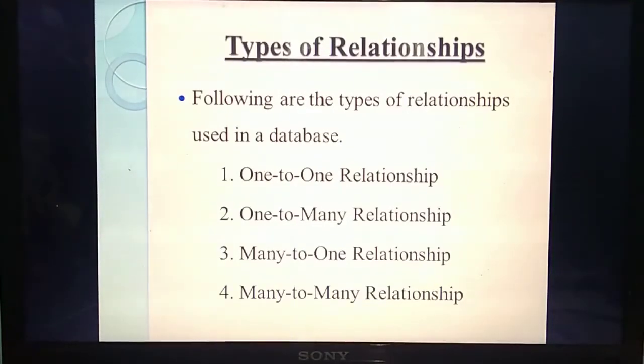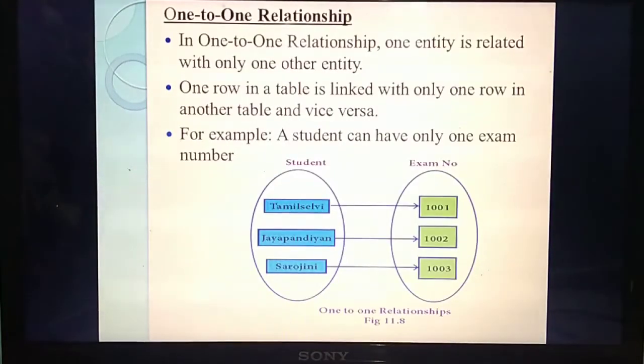Understand? So listen carefully. First one is one-to-one relationship. What do you mean by one-to-one relationship? Here, consider the tables. In a database the data are stored in the form of tables, isn't it? In tables, each detail is called an entity or data.